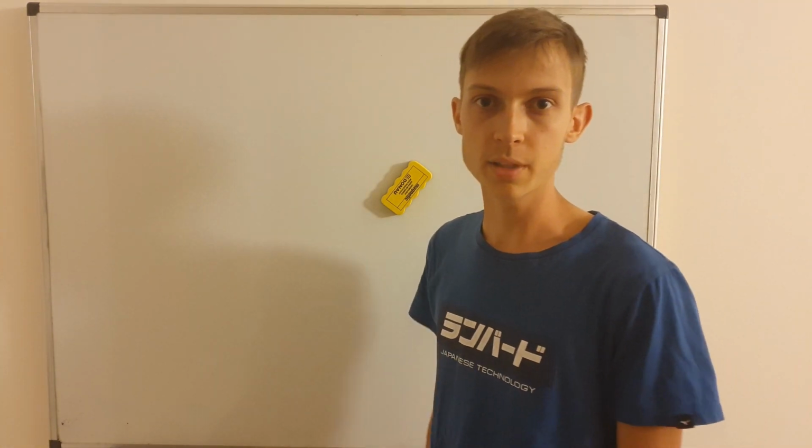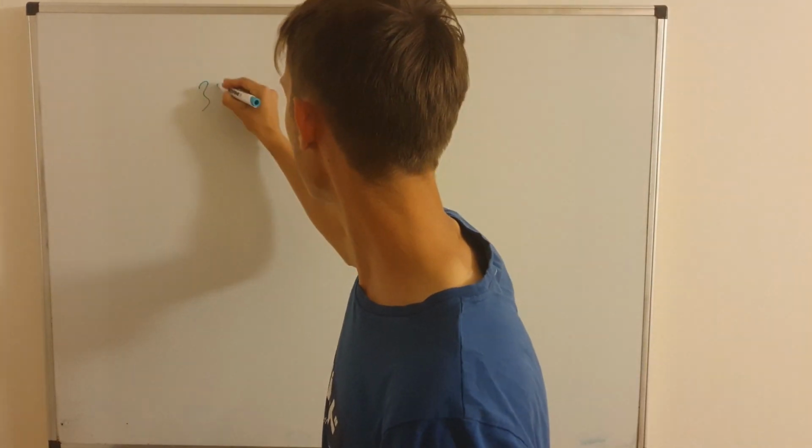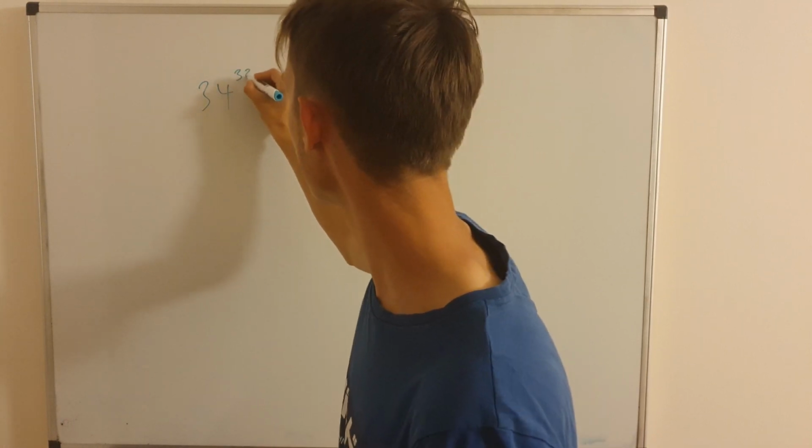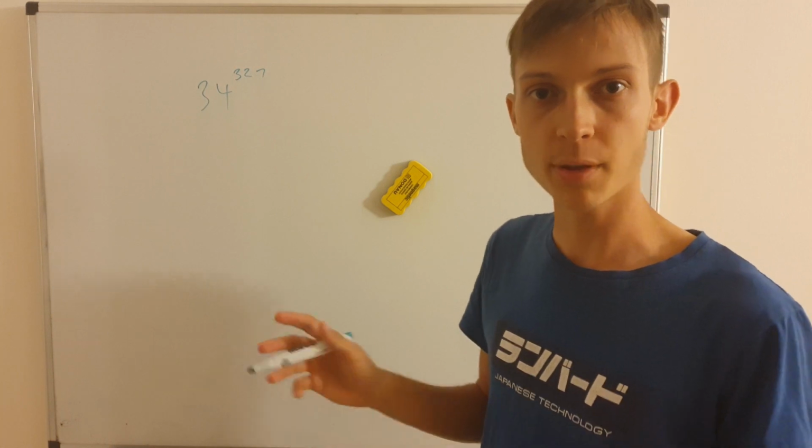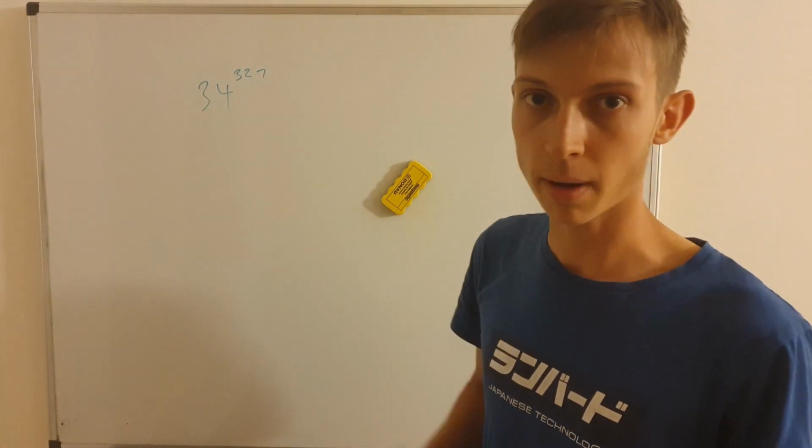Greetings. In this video, I'll be using modular arithmetic rules and properties connected to modular arithmetic in order to solve an interesting problem. It is as follows. I have the number 34 to the 321 power. And the question is, if I divide this by 13, so this will be a huge number, by the way.